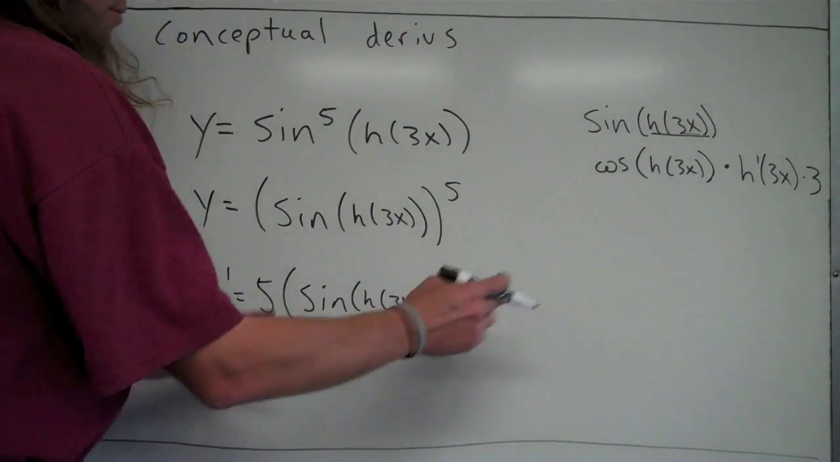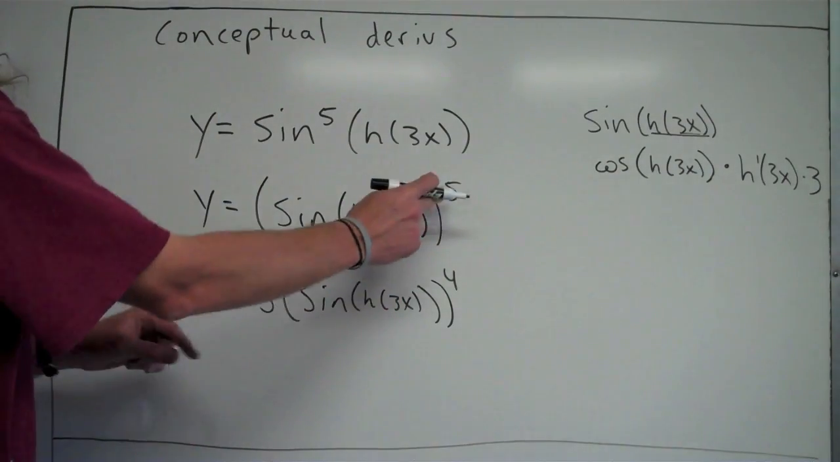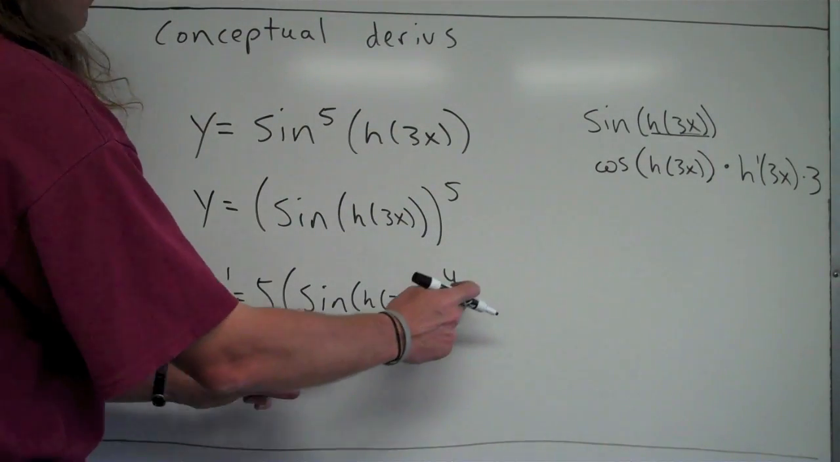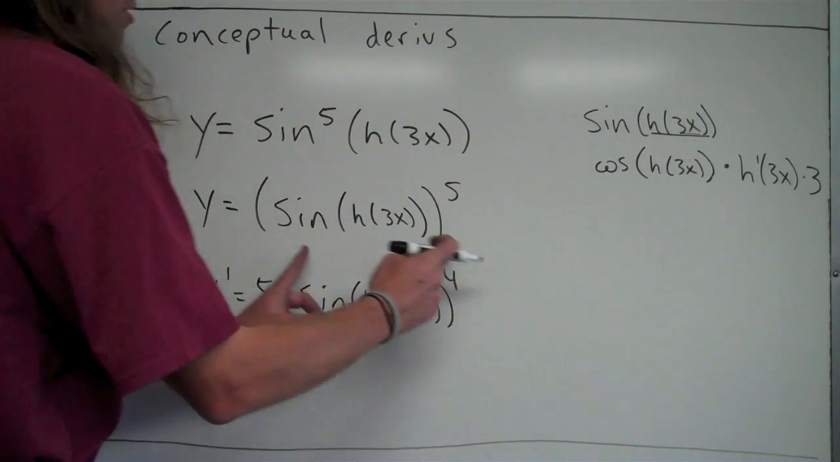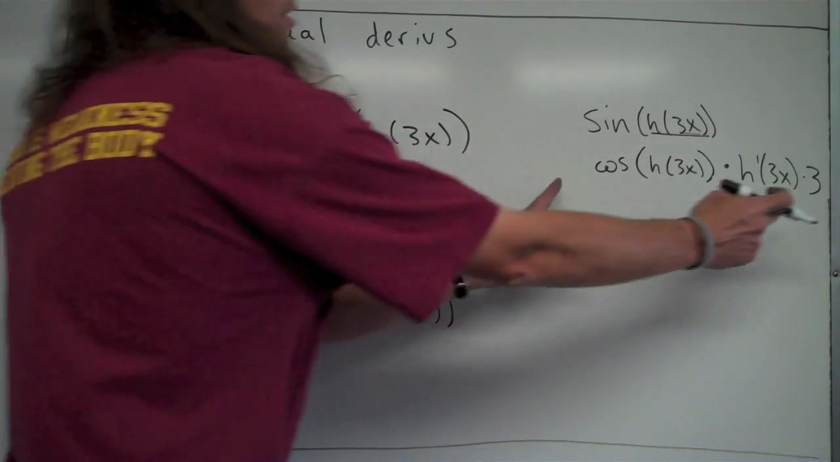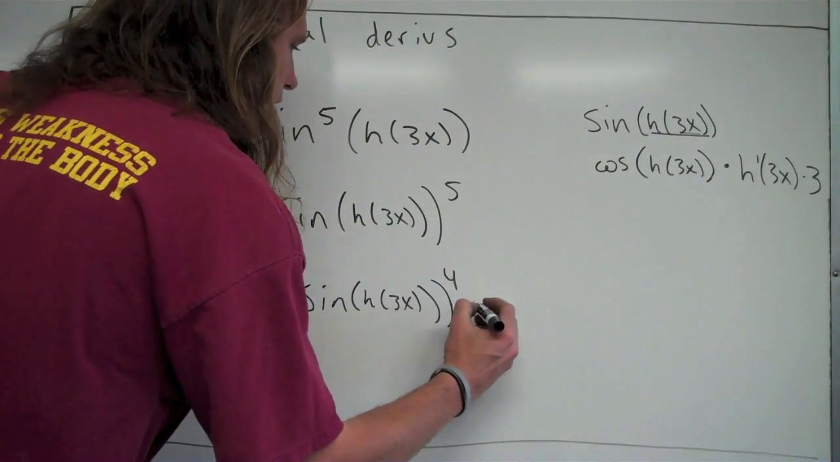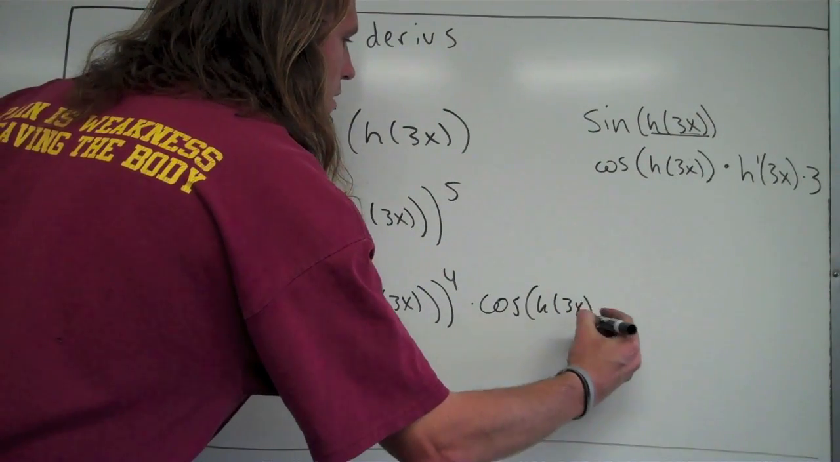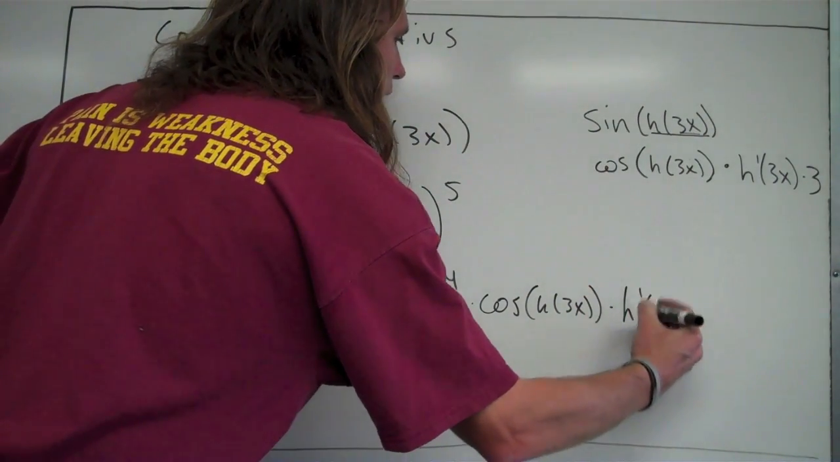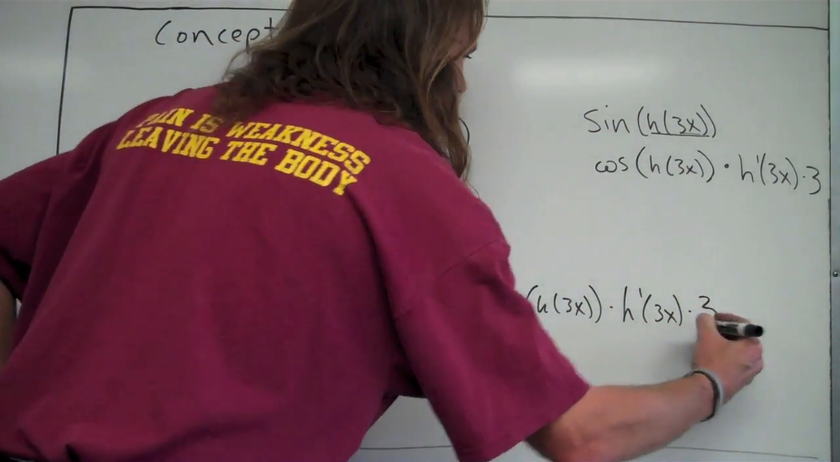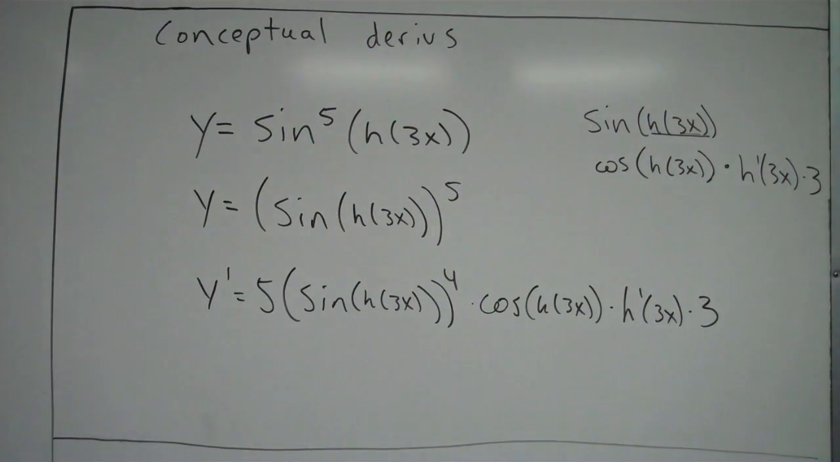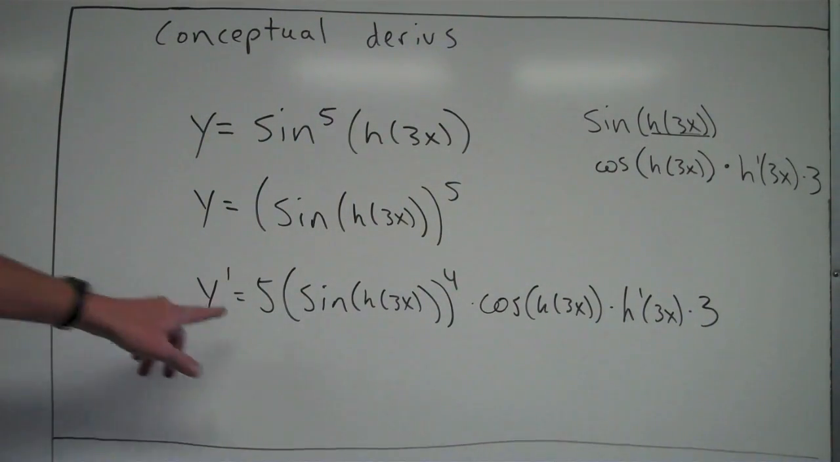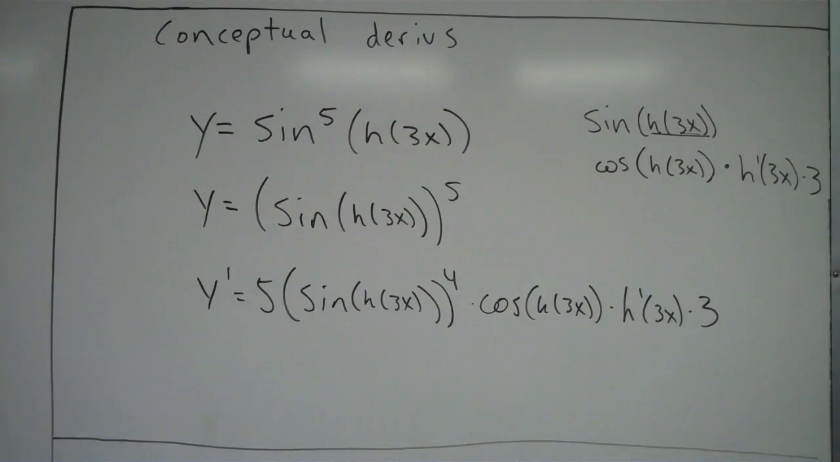So, again, what I was doing a second ago, I brought the 5 down and kept my inner function the same, subtracted by 1, and then I would have to multiply by the derivative of this inner function, which I just found was this. So it'll be times cosine of h of 3x times h prime of 3x times 3. I don't think I'm going to rewrite that because it's kind of ugly, but you could combine the 5 and the 3 to be 15 and so forth, but there's the derivative right there. So that's an example of a few conceptual derivative things.